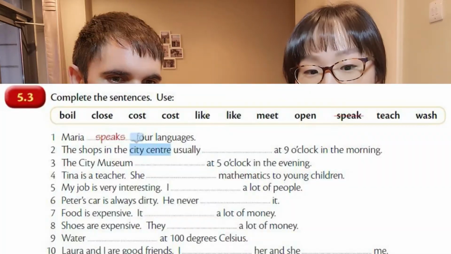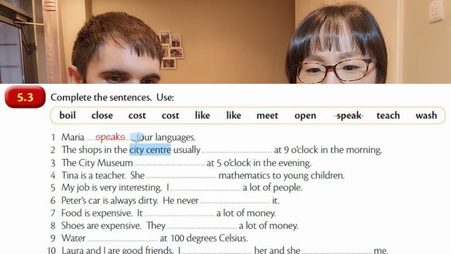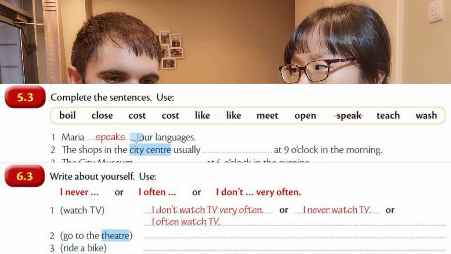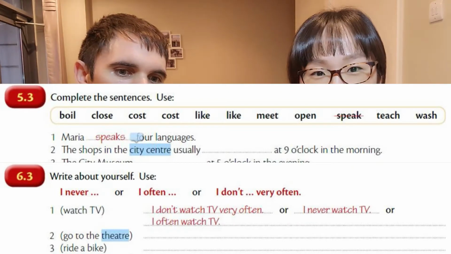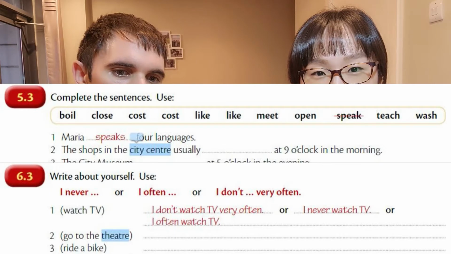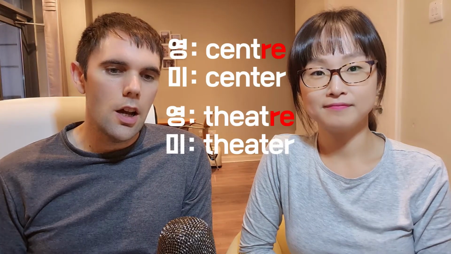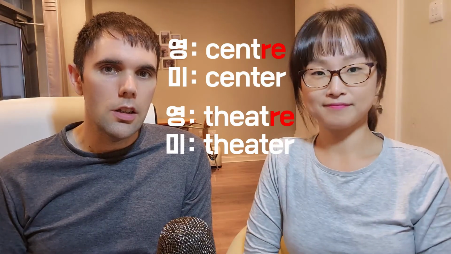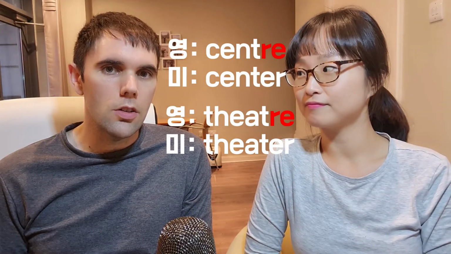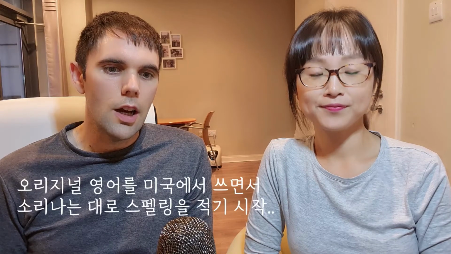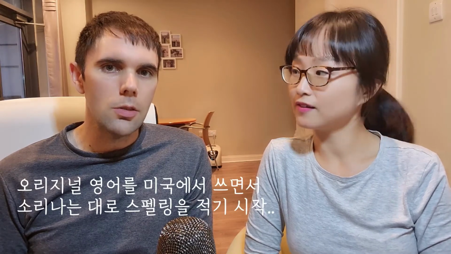Another thing is Unit 5 exercises. City center, center as well. And also here in Unit 6, theater. We have theatre and centre in this book because it's British English. They both end with the letters RE, whereas in American English, both those words are spelled ER. That's originally how it was spelt in British English, but the Americans tend to adapt to how the word sounds, and really the word sounds like ER.